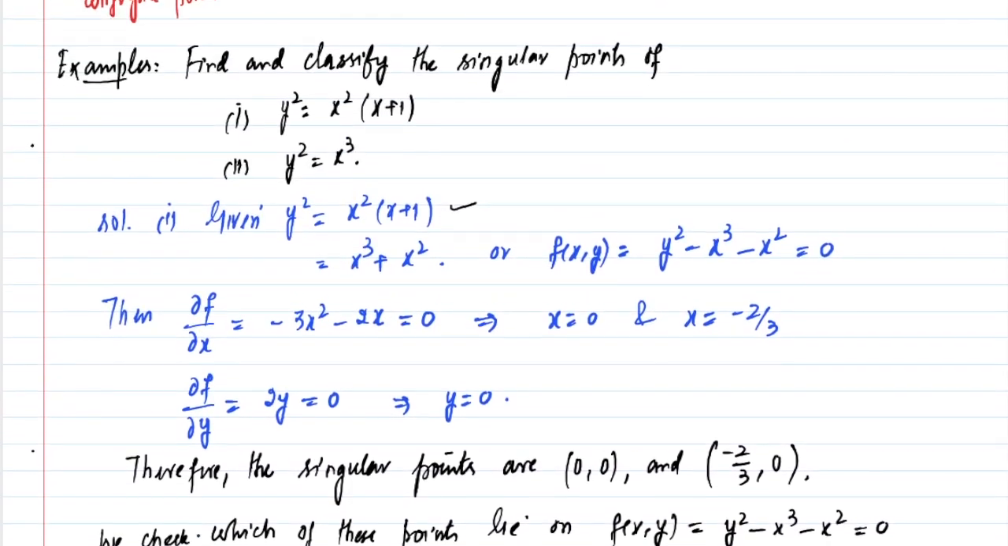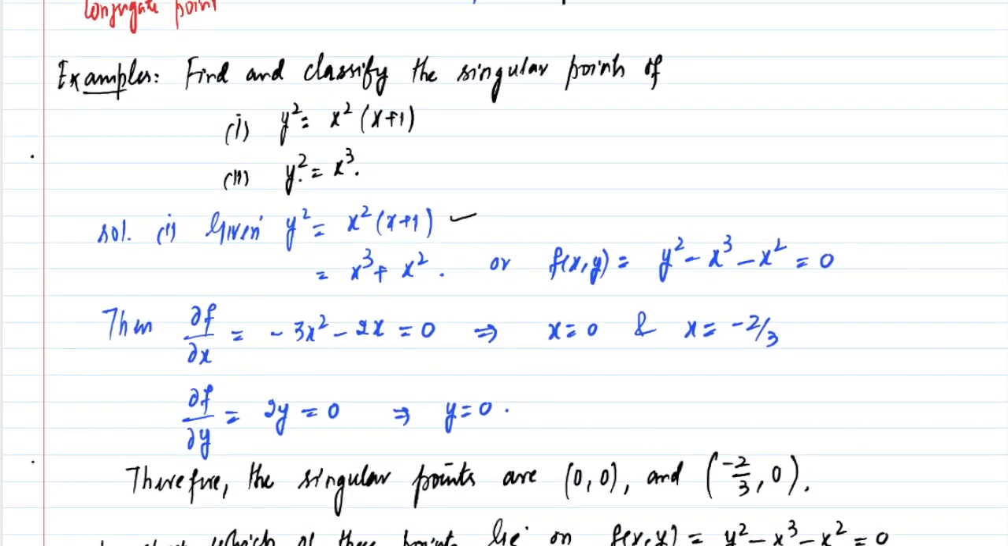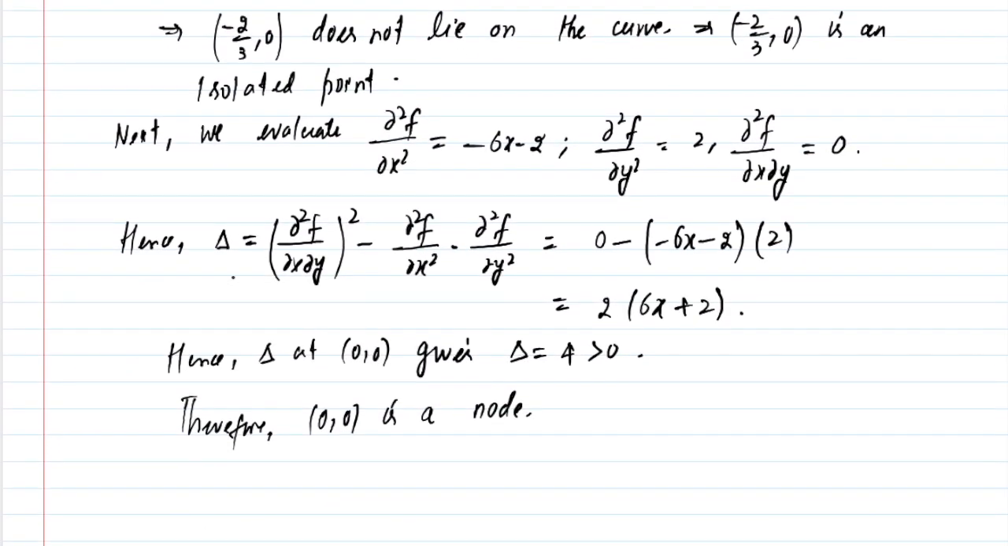Now on similar lines, we can evaluate the second part, y square equal to x cube. We have to take its partial derivatives with respect to x and y. Then we will obtain a singular point. Then we have to classify that singular point by just evaluating this delta defined in this way and see if this delta becomes positive, negative, or 0.